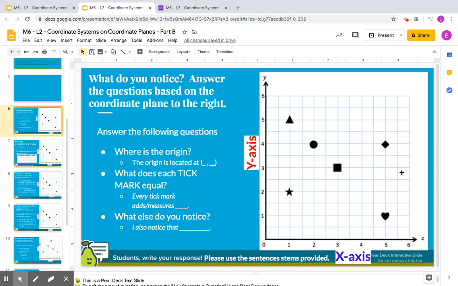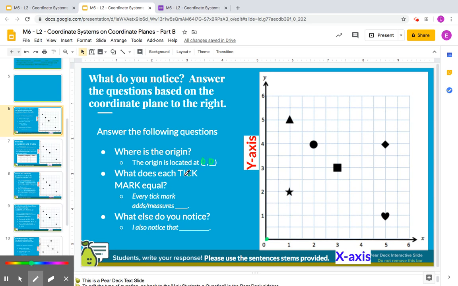So let's take a look at this first coordinate plane. You're supposed to answer 3 different questions about what you notice about the coordinate plane. I first noticed that the origin is located at 0, 0. Regardless of what the coordinate plane looks like, the origin will always be located at 0, 0. Meaning it has an x-coordinate of 0, it's where the x line starts, and it has a y-coordinate of 0, where the y line starts, the y-axis starts.